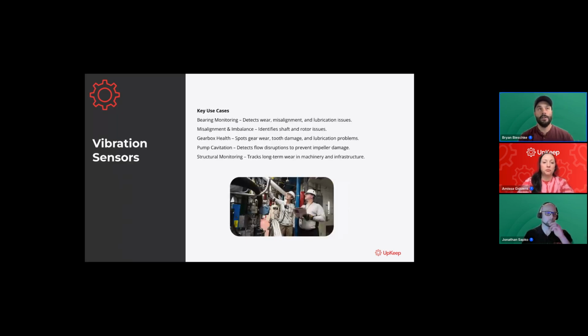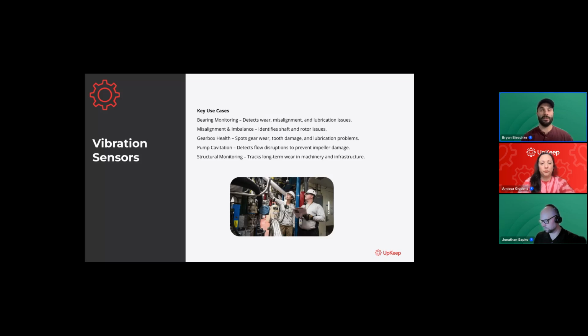Okay, for vibration use cases, we have bearing monitoring, right? We can look at defects, misalignment, lubrication issues. We have imbalances for shafts and rotors, and gearbox health. We can see if teeth are cracked or worn or broken, right? We can also see if lubrication is an issue between those meshing gears.